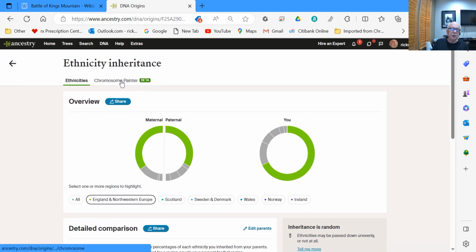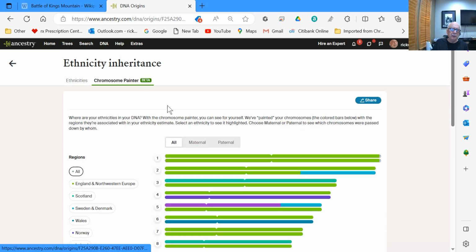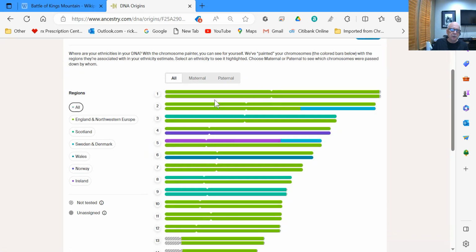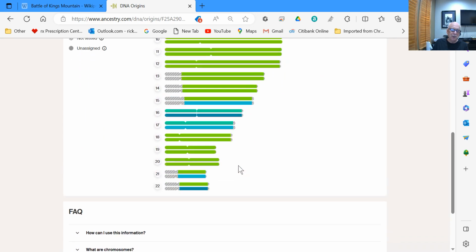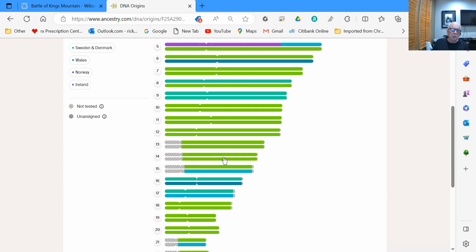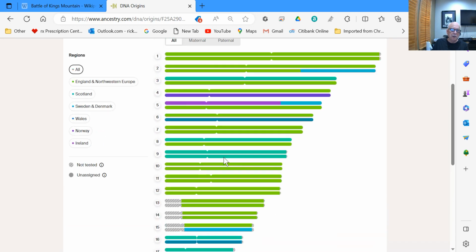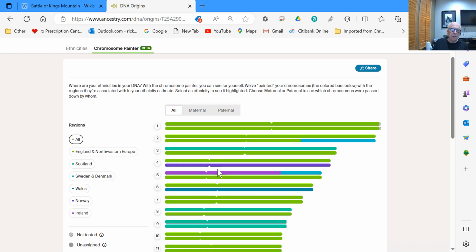Now, there's advanced things you can do here. I'm not going to go through it, but those little relevant pieces of your DNA that I was talking about, you can come in and actually map them so that, if you're really into it, you can see what part of the chromosome it came from.